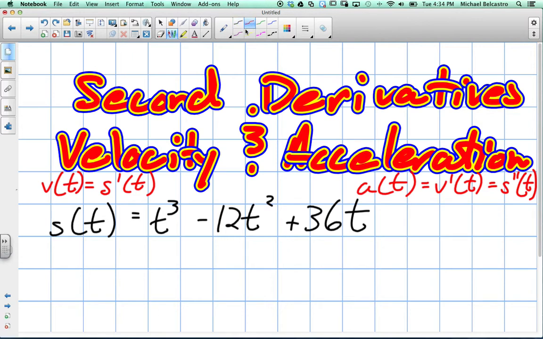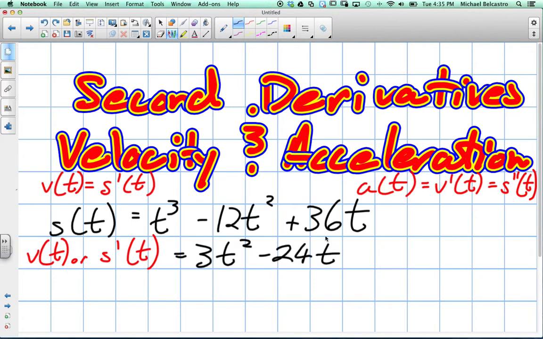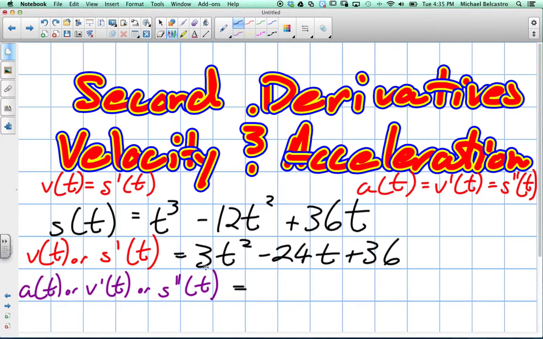So if we're to derive this, we'll call the first one v of t, or s prime of t. Okay, so we're going to derive the first function, and that'll end up with 3t squared minus 24t plus 36. So this is our first derivative of the original function. Our second one, I guess we'll do it in purple, which would be our acceleration, or our velocity prime, or our position's second derivative. And when we find the second derivative, we'll end up with 6t minus 24.